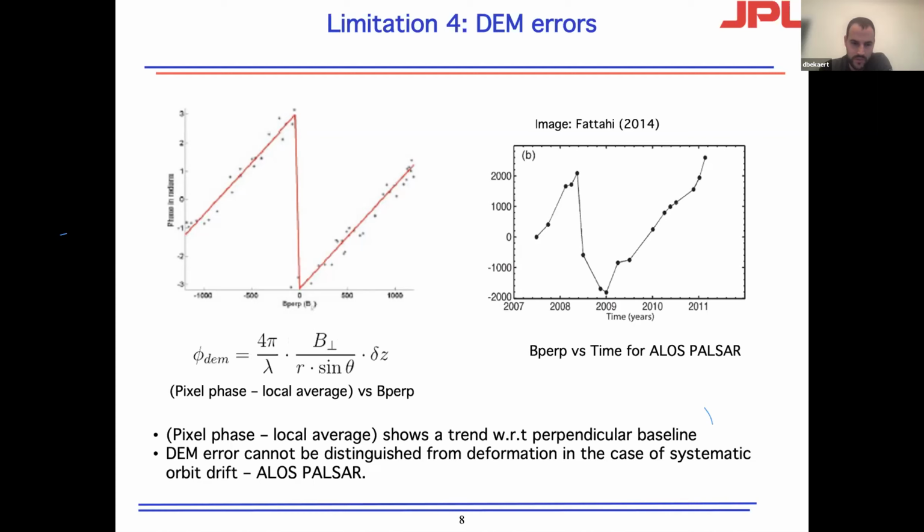The main problem with this is if you look at the image on the right-hand side, if you have a gradual variation of the baseline in time, it will look very much like a deformation signal. So the challenge here is really how do you correct for that? And in part, you can simply use a correlation with the baseline. So that is generally what is done in the time series approaches.